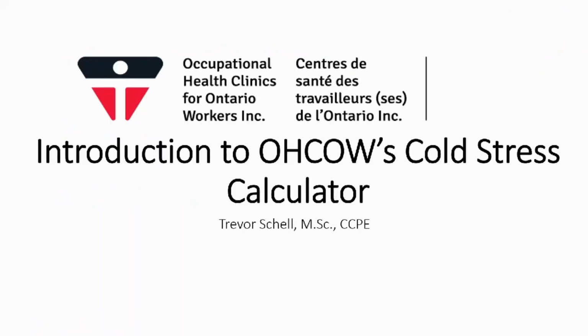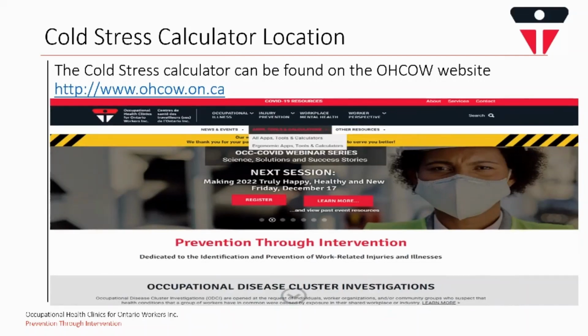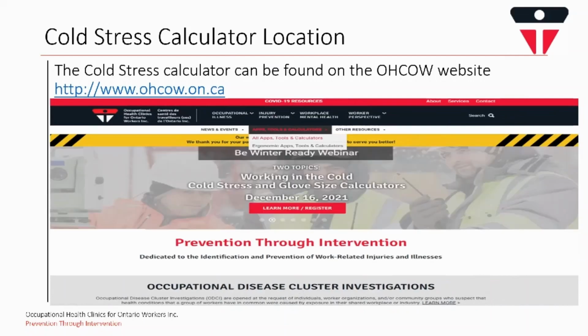One of the main risk factors for carpal tunnel syndrome is actually temperature, because temperature reduces blood flow going into the extremities. So we developed something called the cold stress calculator, which can be found on our OHCOW website. You just have to go to Apps, Tools, Calculators, and select the cold stress calculator.